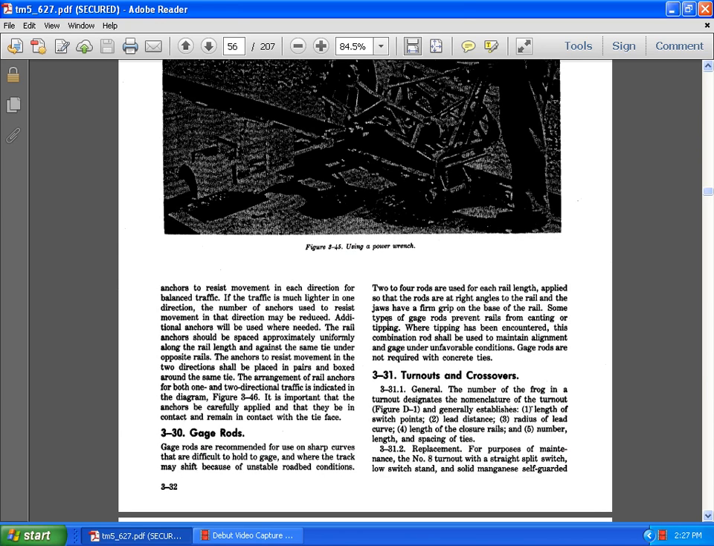331 Turnout covers. General. The number of the frog in a turnout designates the nomenclature of the turnout. Figure 81. The number establishes the length of the switch points, the lead distances, the radius of the lead curve, the length of the closure rail, and the number, length, and spacing of ties. 331.2 Replacement. For the purpose of replacement, number 8 turnout, straight split switch, low switch stands, and solid manganese self-guarded frogs.